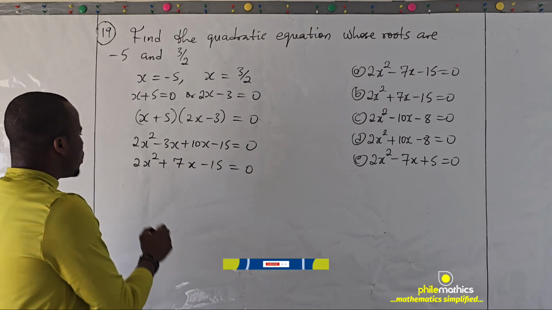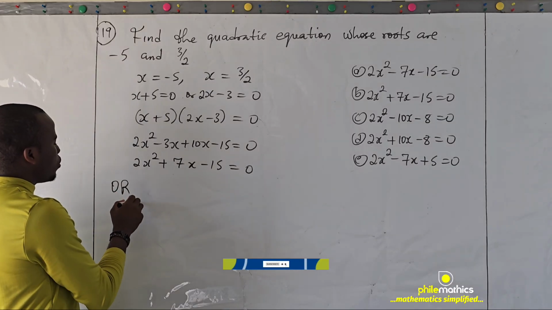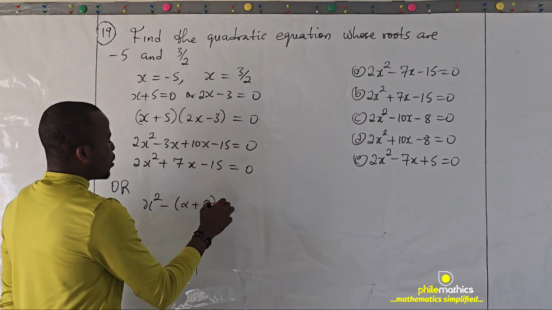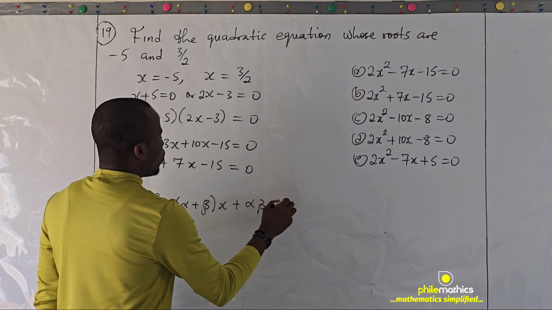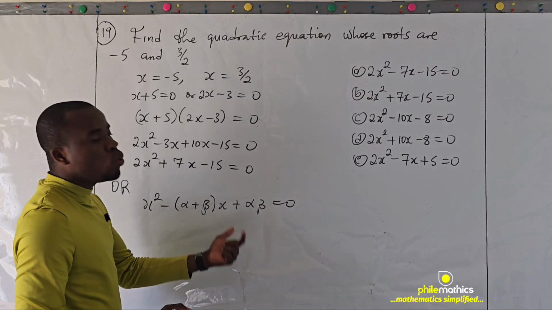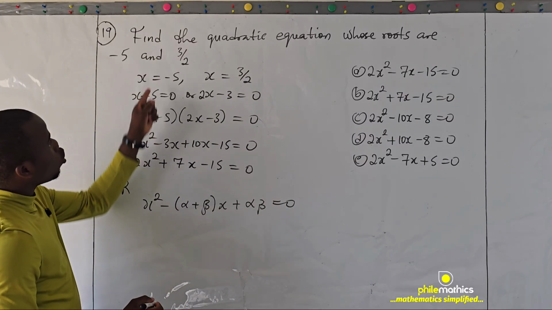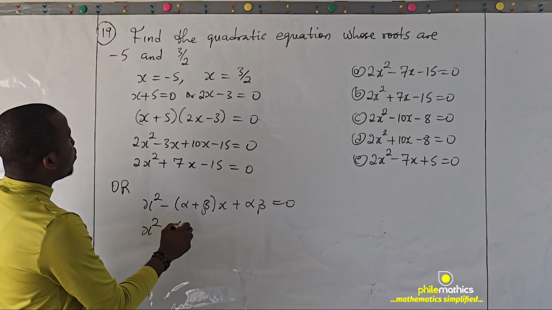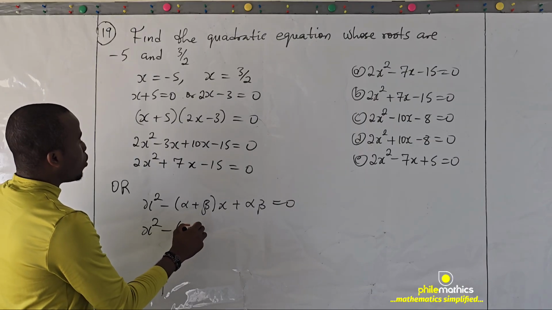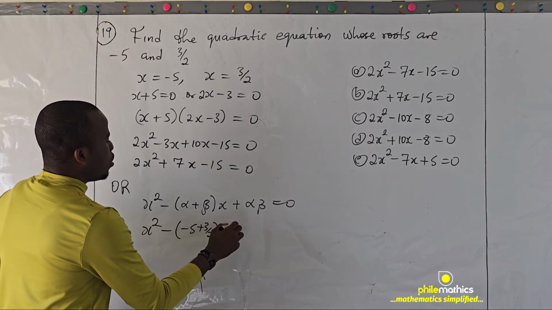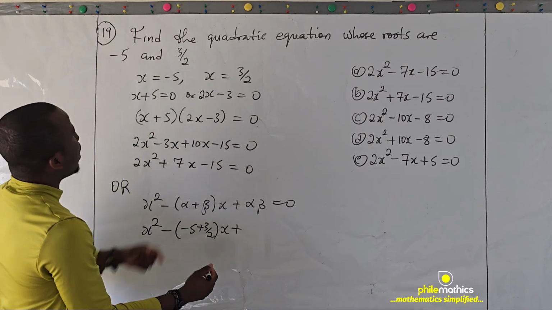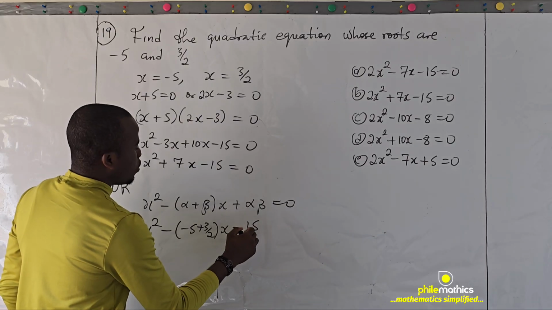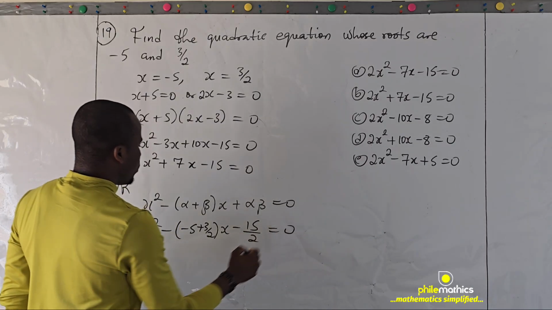The other way is using the formula x squared minus (alpha plus beta)x plus alpha beta equals 0, where alpha and beta are the roots. And so this is just summing it. So we have x squared minus (5 plus 3) over 2 x, and this is just multiplying, and this is minus 15 over 2. So this will be minus 15 over 2 equals 0.